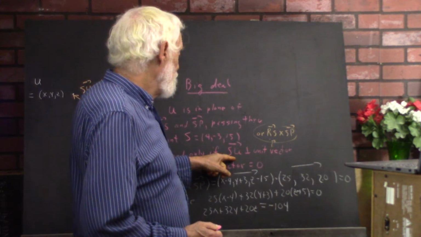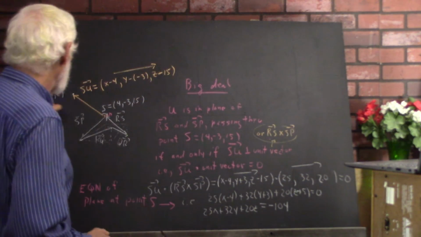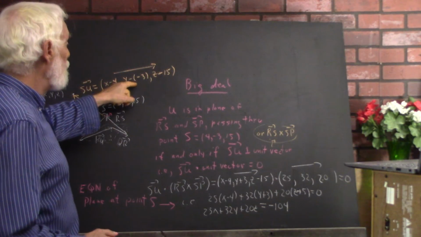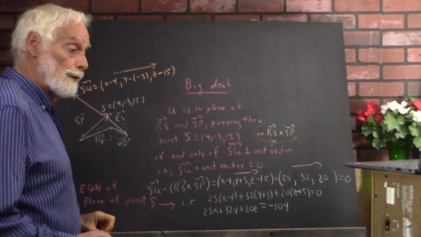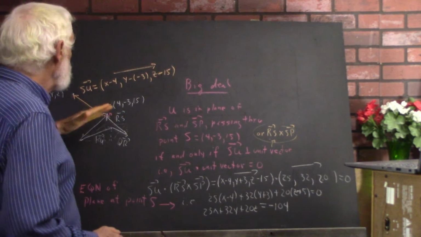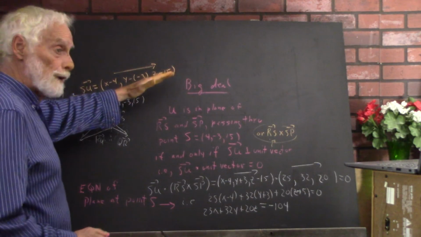So there's the condition. SU, this vector x minus 4, y minus -3, z minus 15, has to be perpendicular to any vector that's perpendicular to the plane.